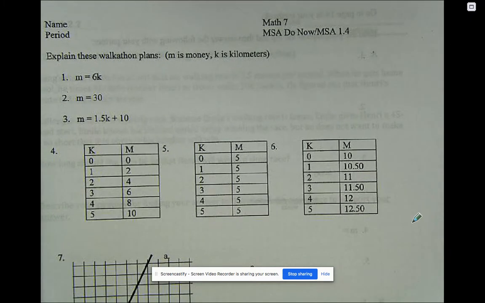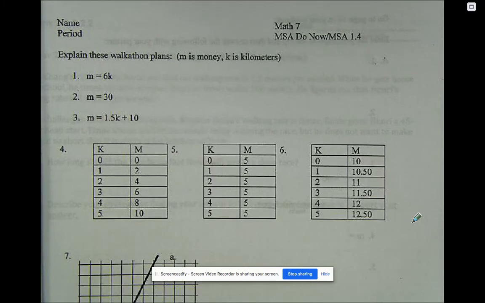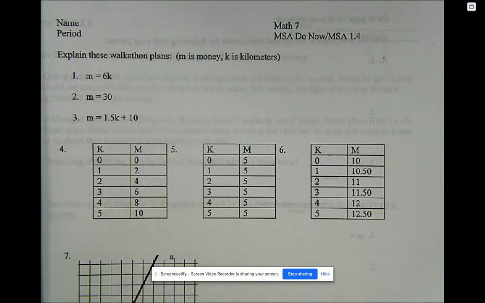All right, so we're going to work through investigation 1.4. Turn in your red folder to page 11. So page 11 in your red folder. Okay, so the start of this is just a little bit of review.